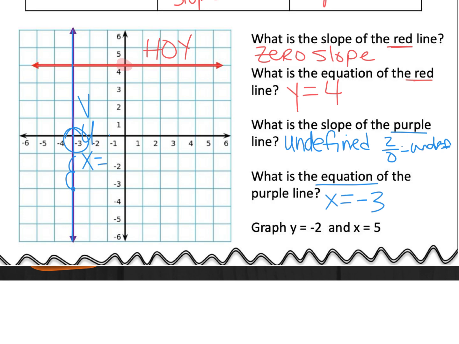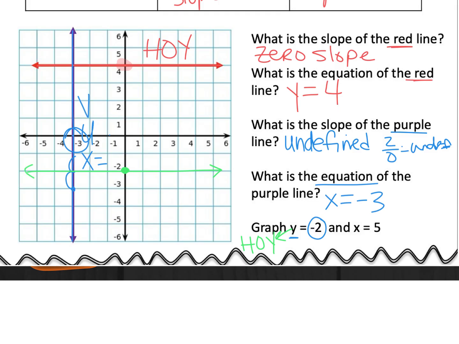So if we're going to graph y equals -2, we are going to cross our y-axis at -2. So am I looking across or am I looking up and down? Where's my y-axis? Up and down, okay? And here is -2. If it's y equals, that is an OI, right? Y and OI. So I'm drawing a horizontal line through -2.